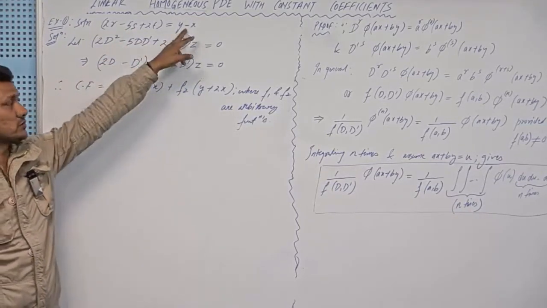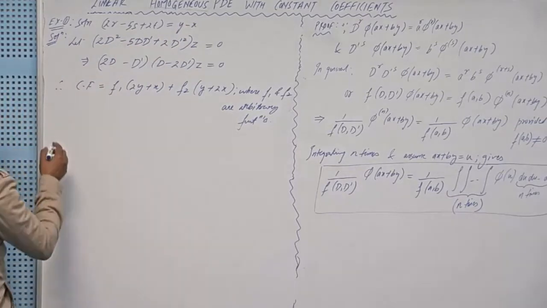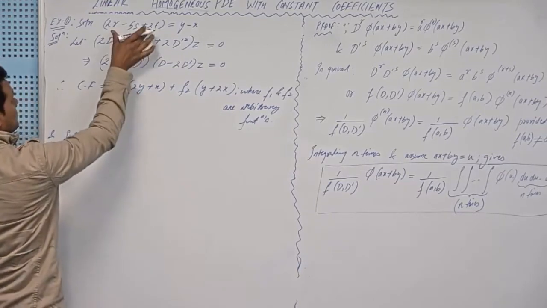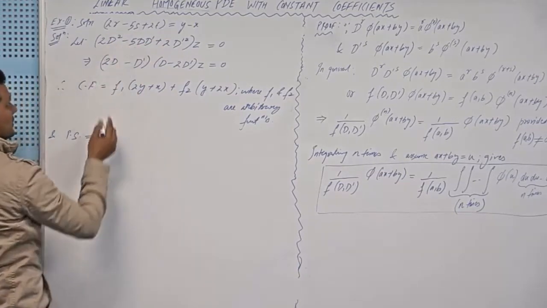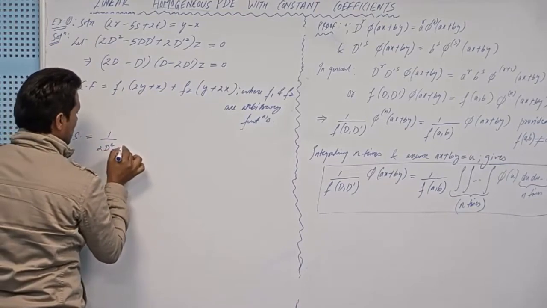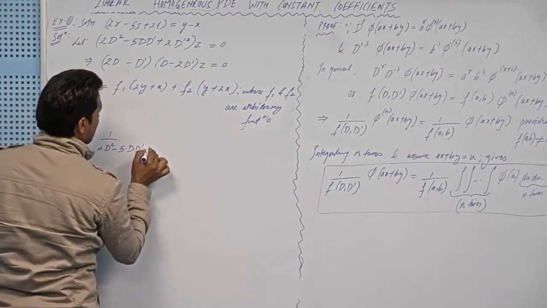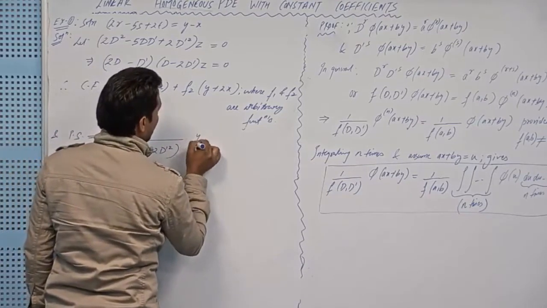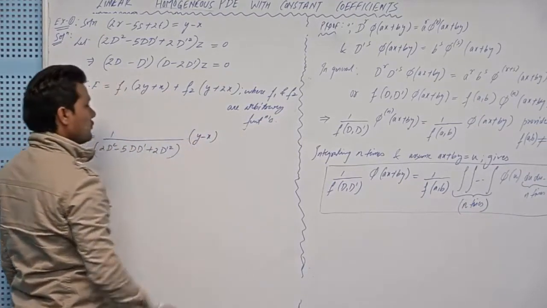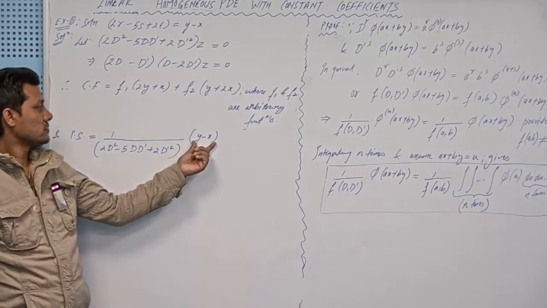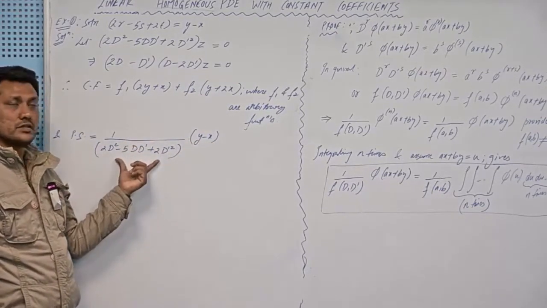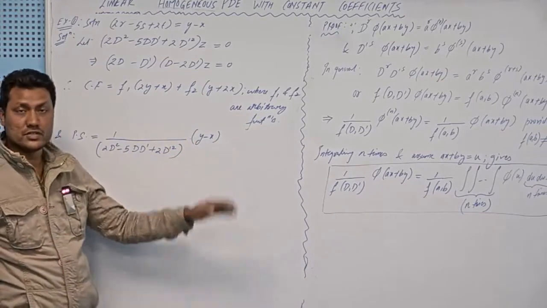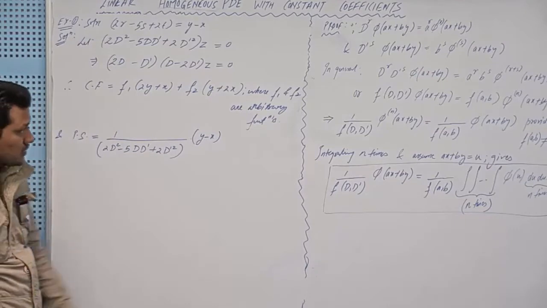That is a solution corresponding to this right hand side term, and the particular solution is given by 1 over this operator written in terms of D and D dash, that will be 2D square minus 5DD dash plus 2D dash square, and here we have y minus x. And one more thing, do not write this function here because this is an operator that has to be operated on this, so always write the operator first and then comes the function. Okay, now use that rule.